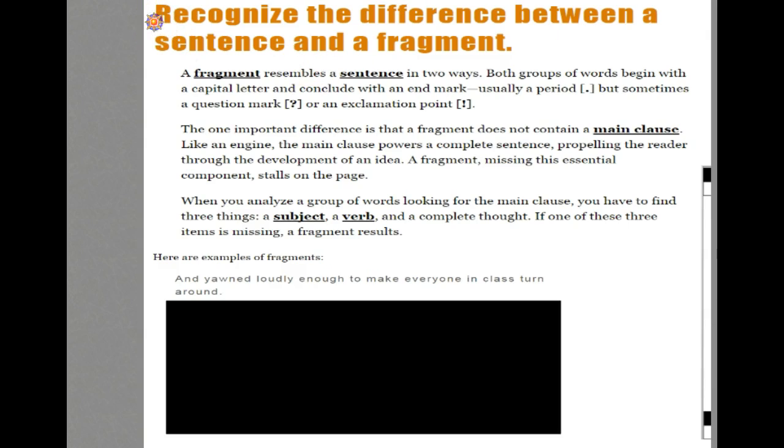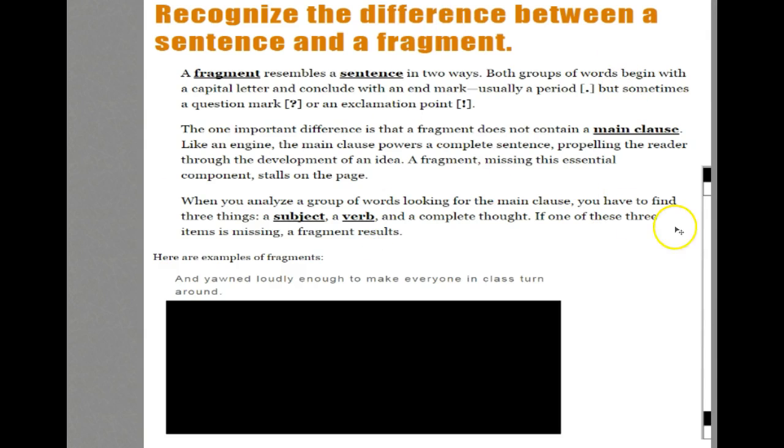All right, recognizing the difference between a sentence and a fragment. A fragment looks like a sentence. It resembles a sentence in two ways. It's a group of words that begins with a capital letter and ends with an end mark. But the important difference is that a fragment does not contain a main clause. A fragment is missing one of these essential components. It either does not have a subject, a verb, or a complete thought. If it does not have a subject, a verb, or a complete thought, it does not have a main clause, and thus it is a fragment. All right, so keep that in mind.